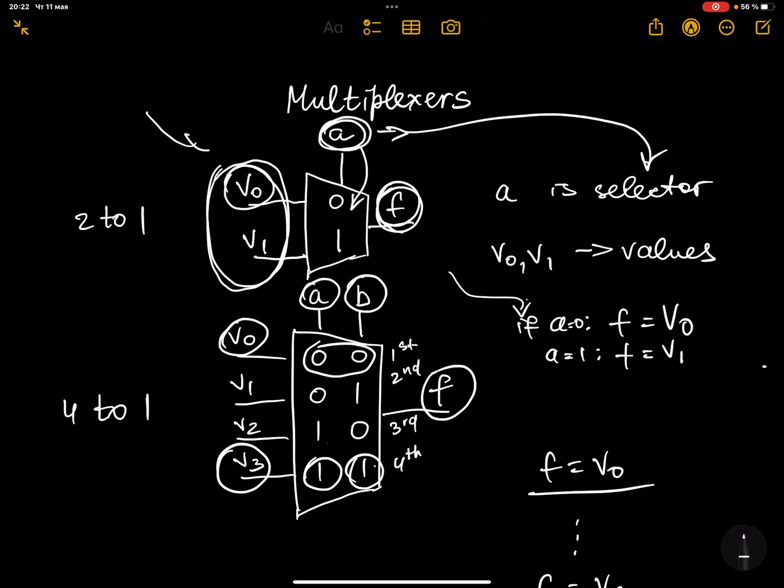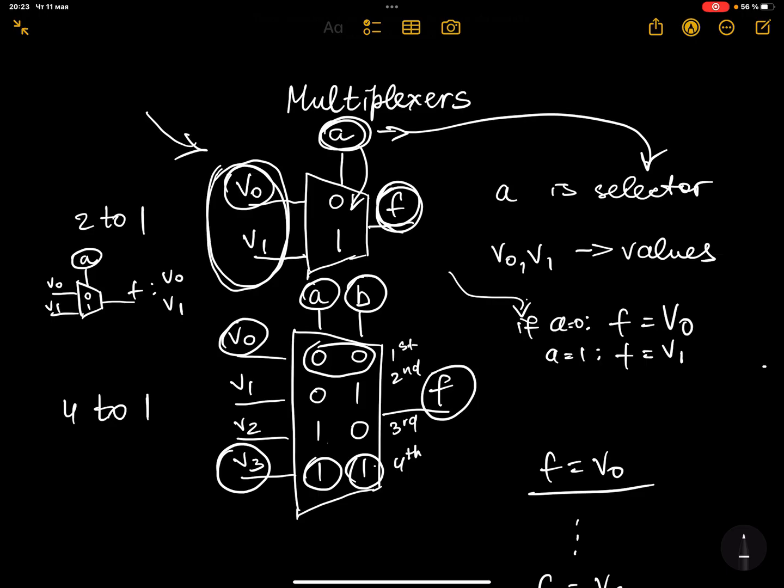First one, shortly, it's like that. This is a multiplexer with 2 values, 0 and 1, values of the selector, v0, v1, and the value of the function. If the value of a is 0, the function's value is v0. If the value of selector a is 1, the function's value is v1.